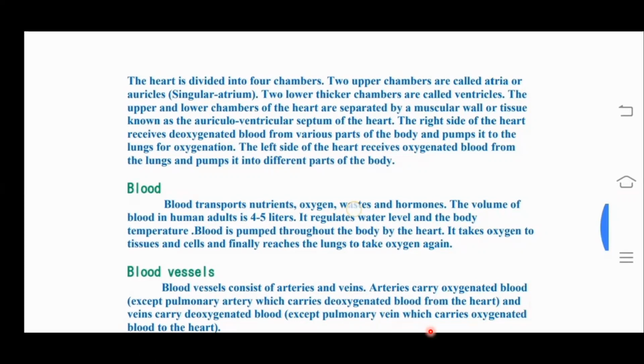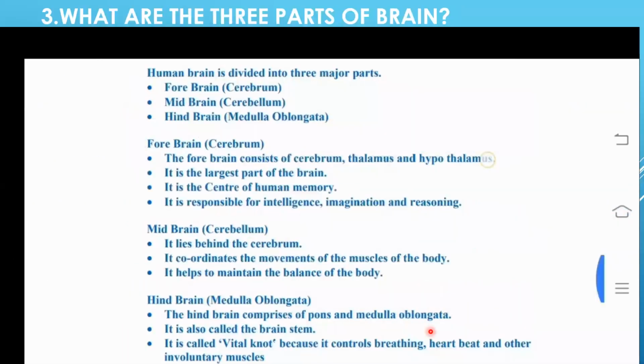We all know blood vessels consist of arteries and veins, and arteries carry blood which is oxygenated, but the pulmonary artery does not carry oxygenated blood. It carries blood which is not oxygenated, and the veins also carry blood which is not oxygenated, except pulmonary veins. Pulmonary veins carry oxygenated blood.